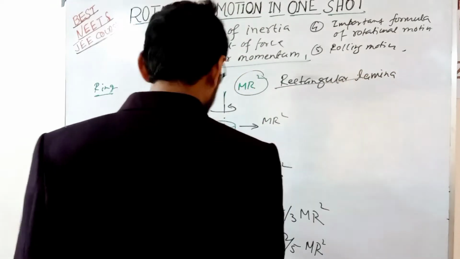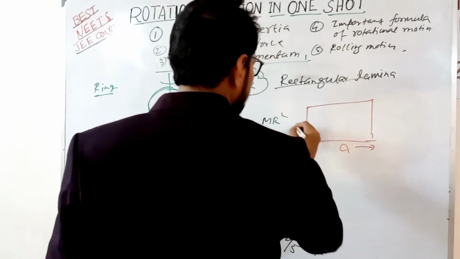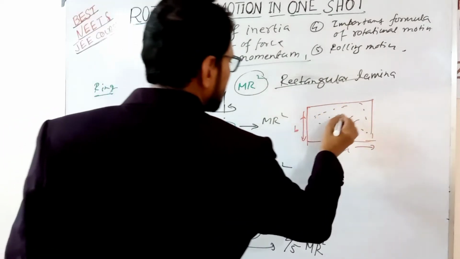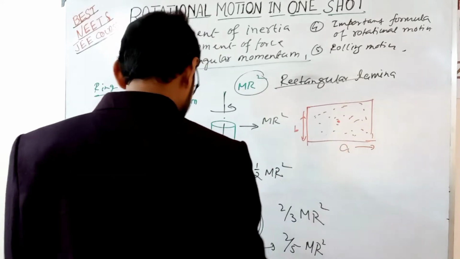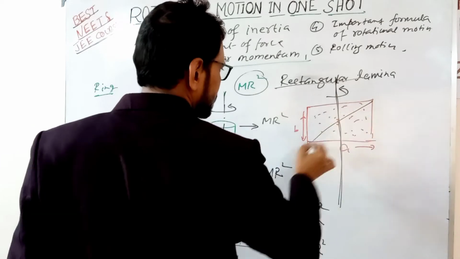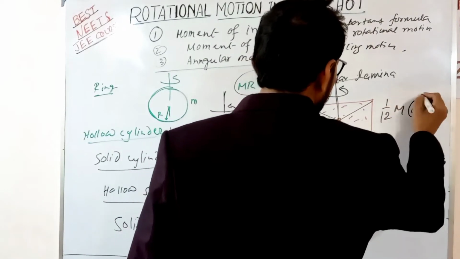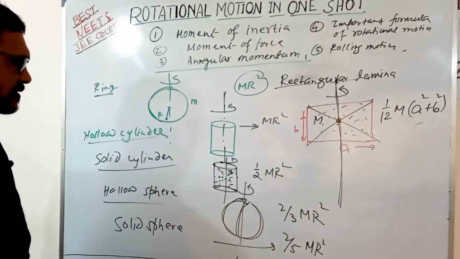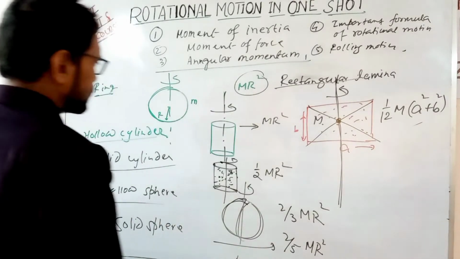For a rectangular lamina, suppose this is side A and breadth B. This is a rectangular lamina, meaning a thin plate of length A and breadth B. If the lamina rotates about this axis of rotation, the result is 1 by 12 m (a square plus b square), where m is the mass of the lamina. This is the standard moment of inertia. We use these results to solve problems.